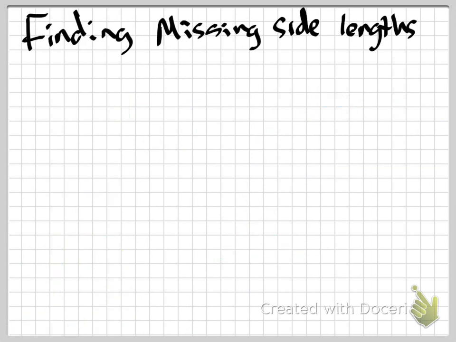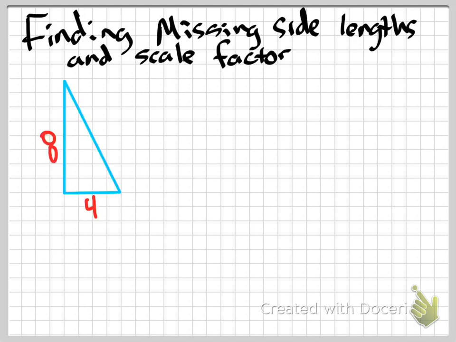Here we are in the third part of this video, which is helping us find missing side lengths and scale factor. We're going to use a triangle this time, and this time I have a triangle that measures 8 units on one side and 4 units on the other side. Now, for this example, we're not actually going to use that third side because it's really hard to measure because we're cutting through parts of our units there.